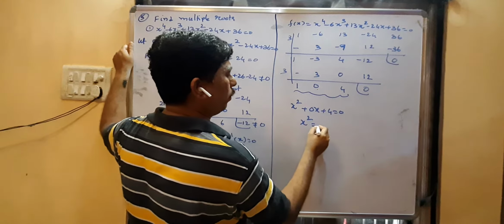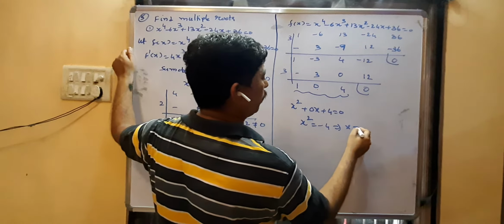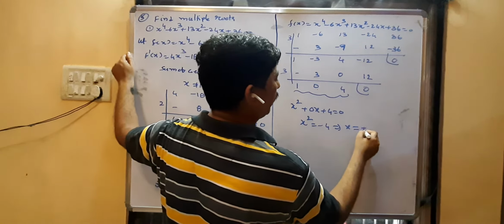x^2 = -4. Then x = plus or minus 2i. Therefore, roots are 3, 3, plus or minus 2i. Okay, you got it? Just copy the problem.